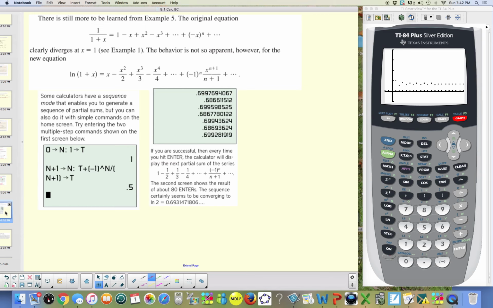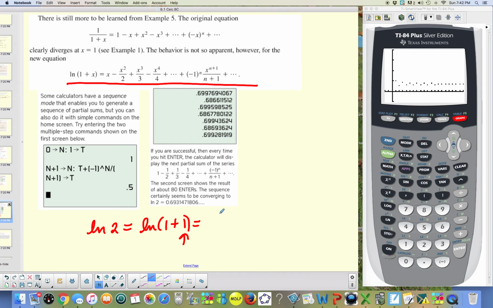Okay, time to use the calculator. So now we have a representation for this, and we'd like to use our calculator to see if we can approximate the natural log of 2. So the natural log of 2 will be the natural log of 1 plus 1. This is my x.